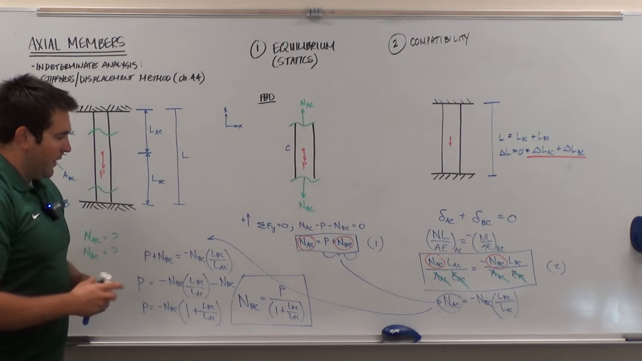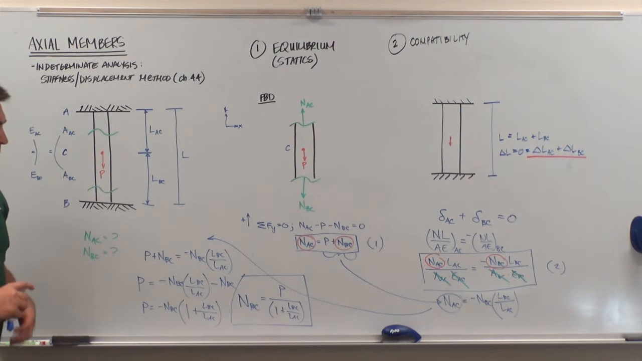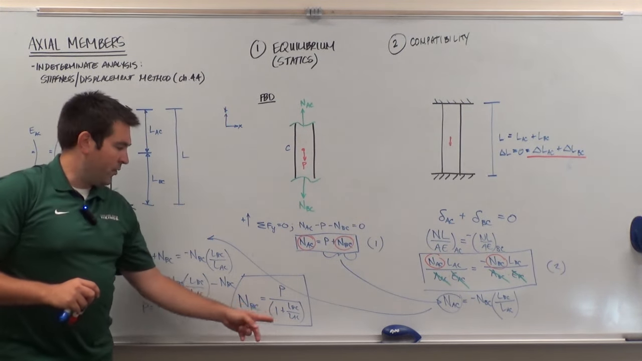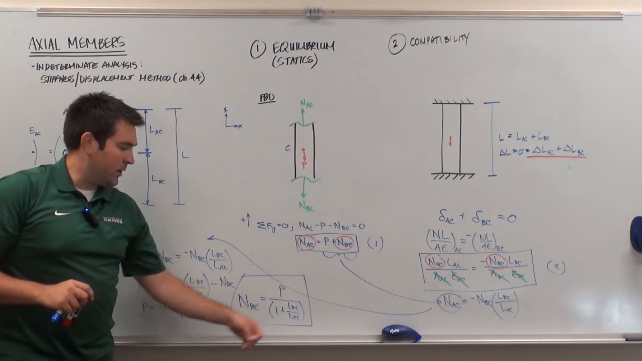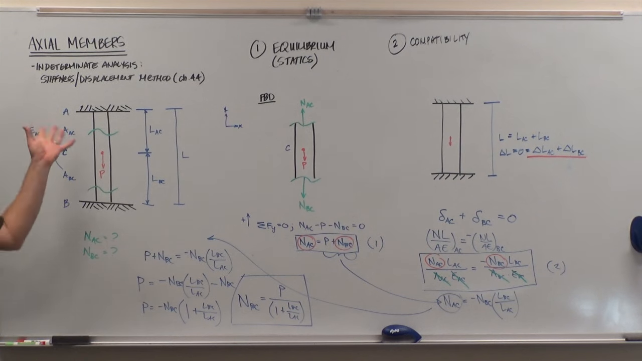And so you can see, let's do a couple of experiments here. Let's talk about if the length in member BC was equal to the length in member AC, this ratio would be equal to 1. So I'd have P divided by 1 plus 1, or P divided by 2. In other words, that means that if these lengths were the same, half of the load would go into member BC and half would have to then go into member AC. So that makes sense.